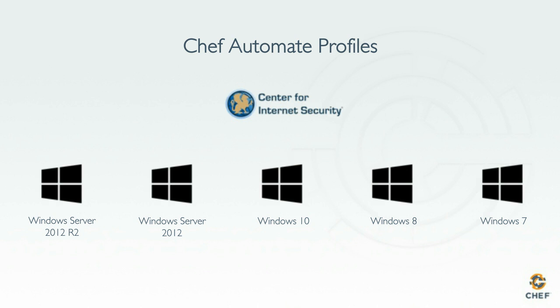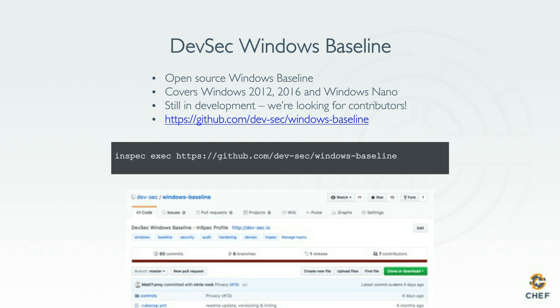So in case you're not using Automate already, you can get started with an open source Windows baseline that is still in development. It's covering best practice hardening as well. It's also looking at the Windows best practices in the industry, like CIS, for example. But this is really focusing on a specific Windows implementation and covering Windows 2012, 2016, and Nano. And this allows you to get started really quickly. We use that in our demo. It's covering a couple of resources in Windows and gives you a quick start.